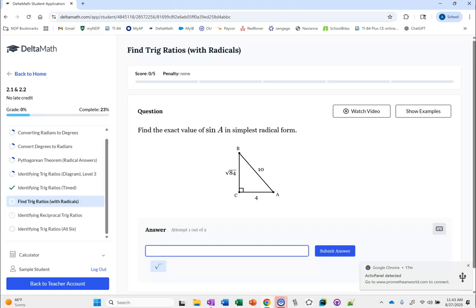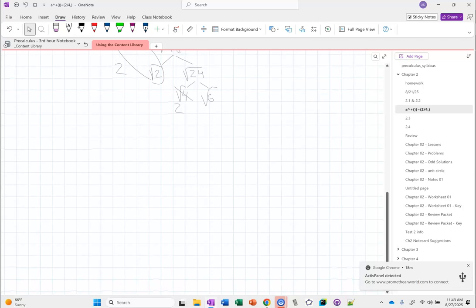Again, now it's asking to find trig ratios with radicals, so it's asking for sine of A. So A is opposite over hypotenuse, root 84 over 10, but it asks for it in simplest radical form. My question is, the square root of 84, is that as simple as we can do? Doesn't seem like it, right? Hopefully you can look at that and go, well, I know 84 is divisible by 4.